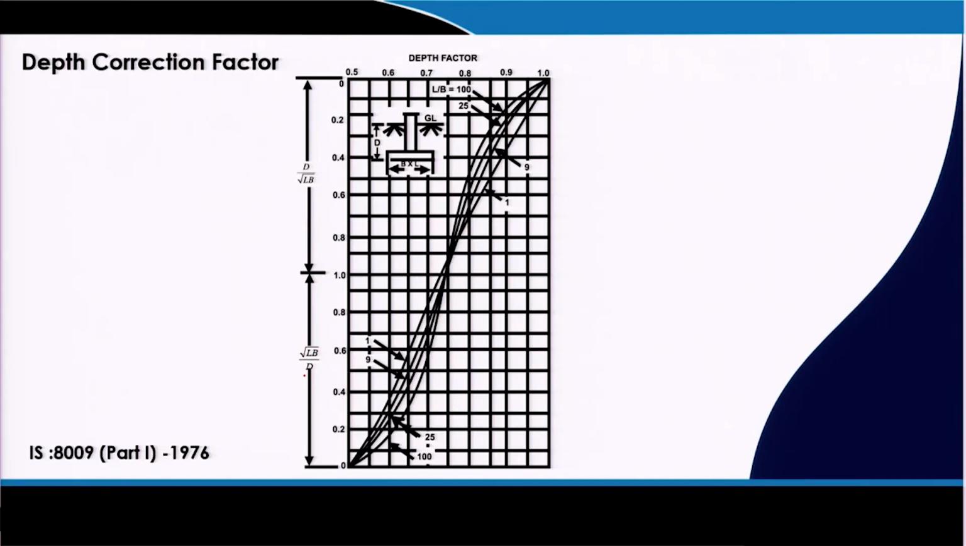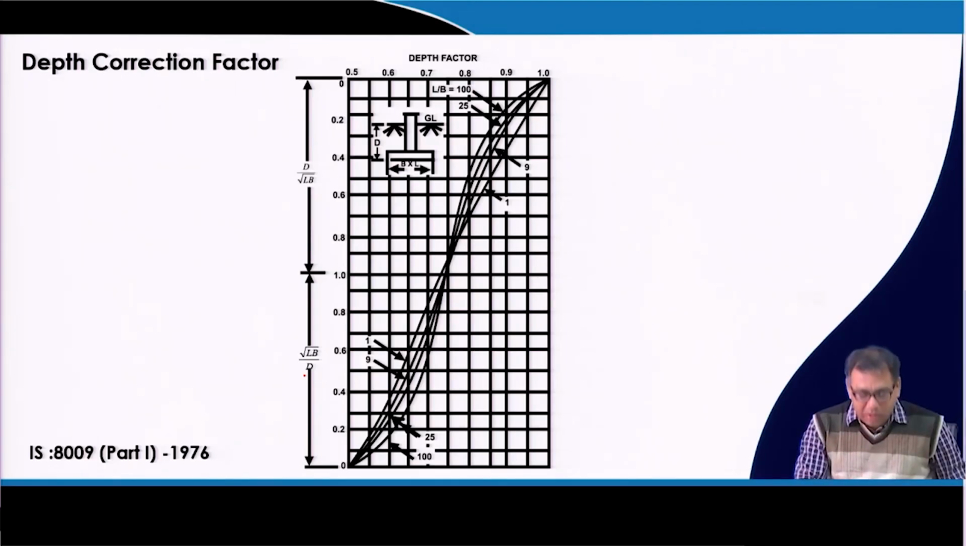Generally, the upper part of this chart is used for shallow foundation design and the lower part of this chart is used for deep foundations. For shallow foundation design, most of the problems will use the upper part, but when you calculate the settlement for a pile foundation, then we will use the lower part. L by B: L is the length of the foundation, B is the width of the foundation. So, this is the chart from which I will get the depth correction factor for this immediate settlement. Okay.